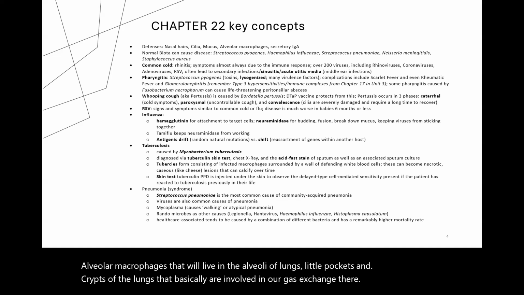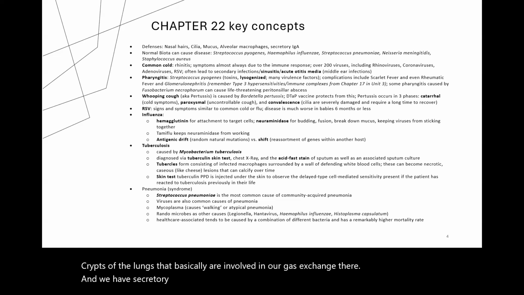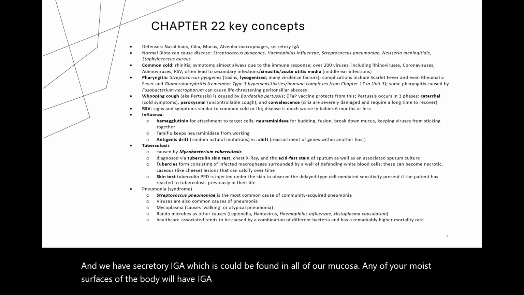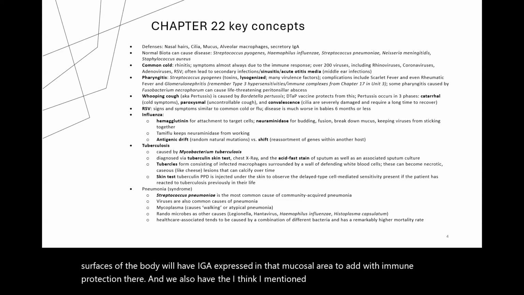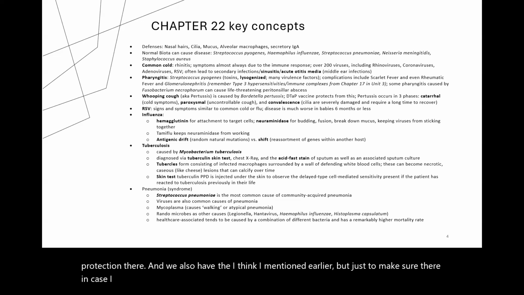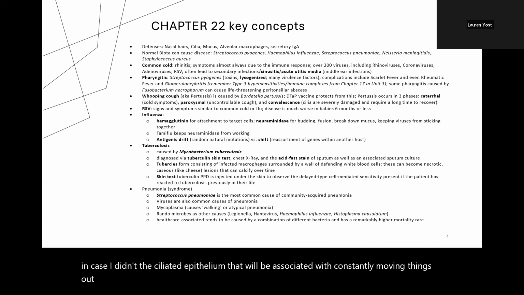Then we have secretory IgA, which is going to be found in all of our mucosa. Any of your moist surfaces of the body will have IgA expressed in that mucosal area to add with immune protection there. And I think I mentioned earlier, but just to make sure in case I didn't, the ciliated epithelium that will be associated with constantly moving things out of the body.